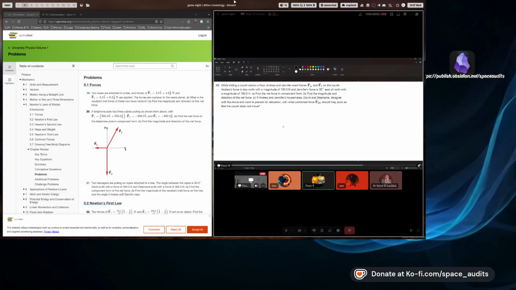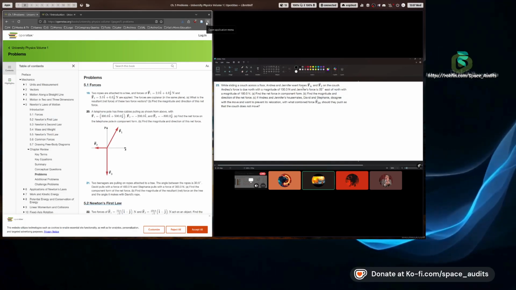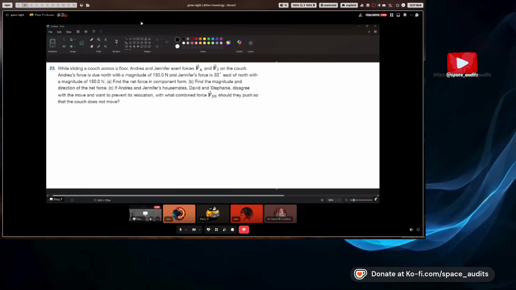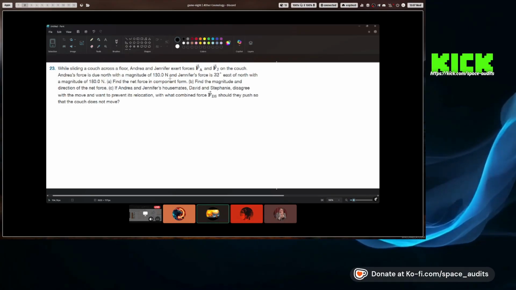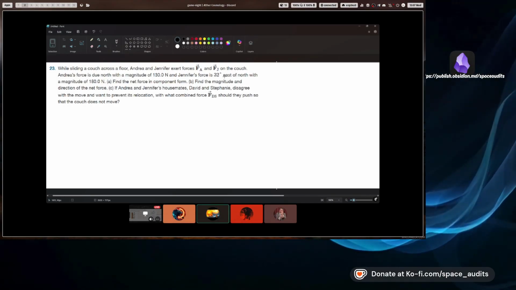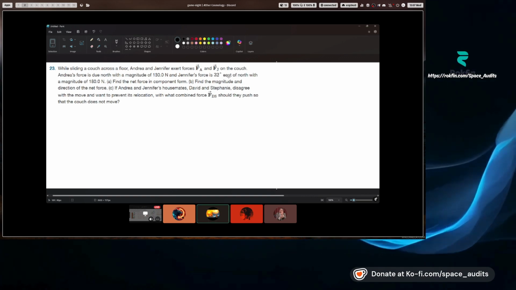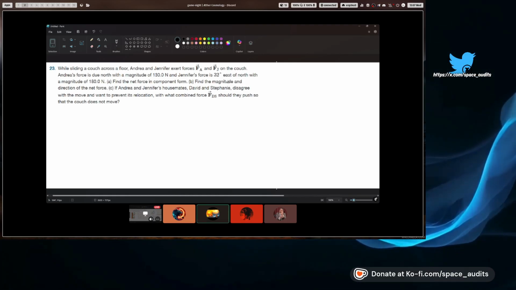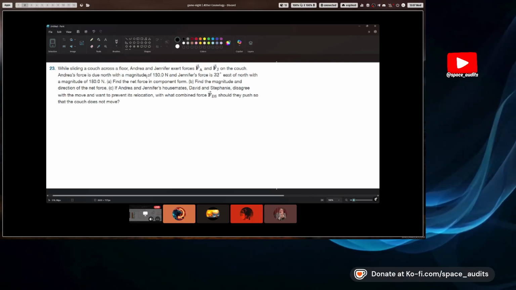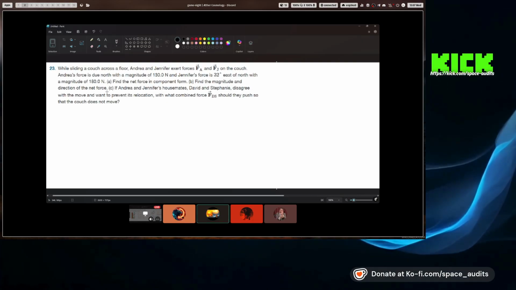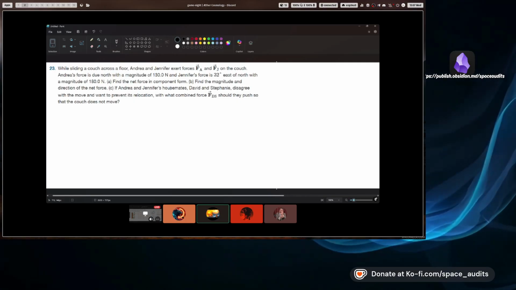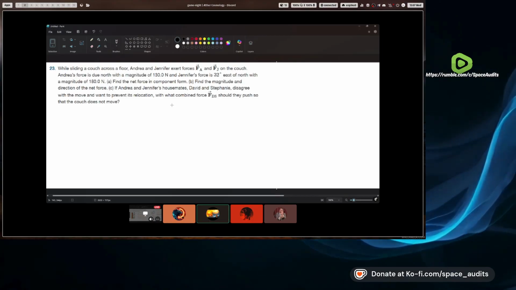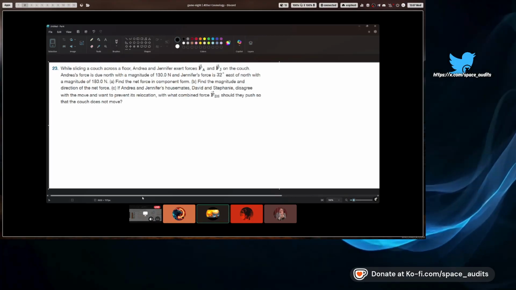While sliding a couch across a floor, Andrea and Jennifer exert forces Fa and Fj on the couch. Andrea's force is due north with a magnitude of 130 newtons, and Jennifer's force is 30 degrees east of north with magnitude 180 newtons. Find the net force in component form. Find the magnitude and the direction of the net force. And then part C, if Andrea and Jennifer's housemates, David and Stephanie, disagree with the move and want to prevent its relocation, with what combined force should they push so the couch does not move? So there's a few different things here.